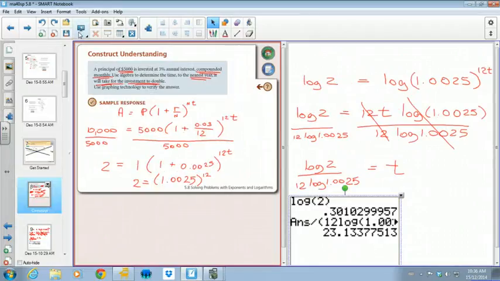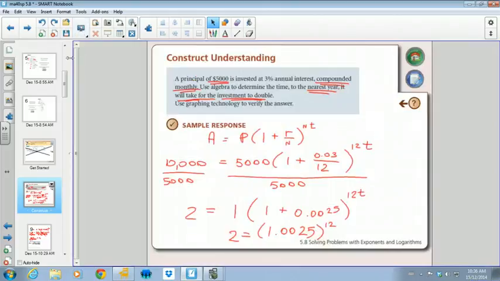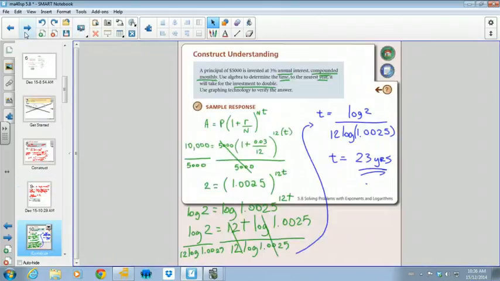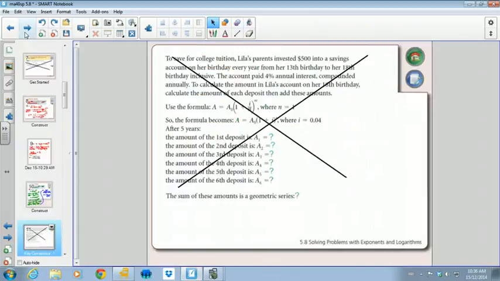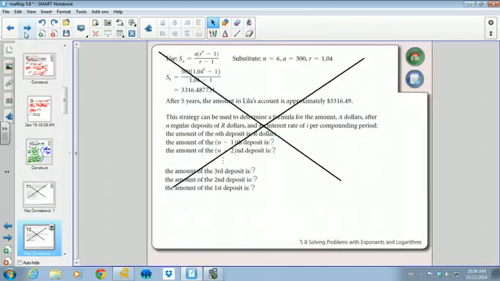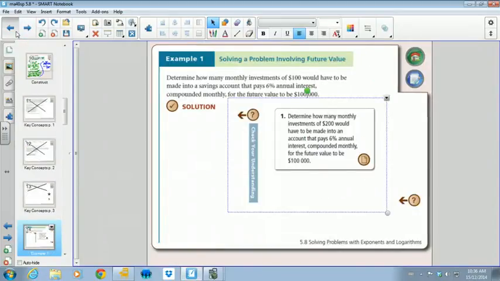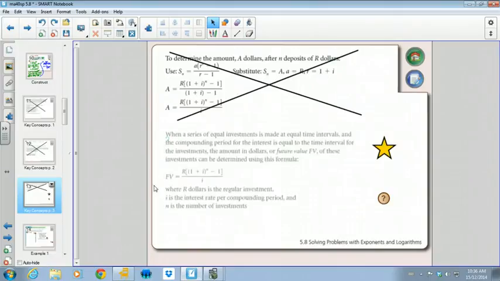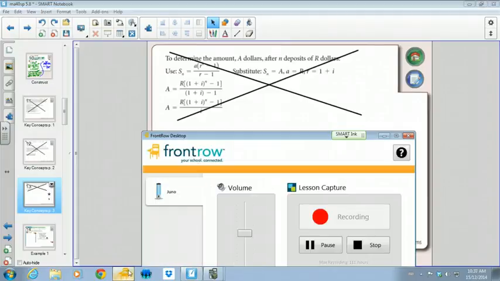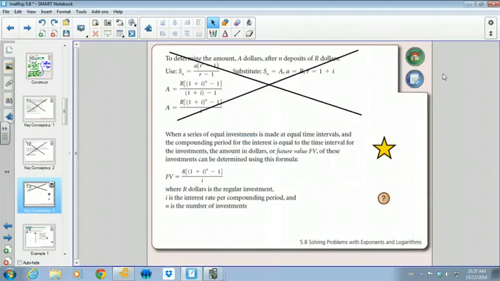Okay, so let's look at a few other formulas that we're responsible for. That's that one. We're going to go right to here. A little bit of reading. What page is this on? 431.